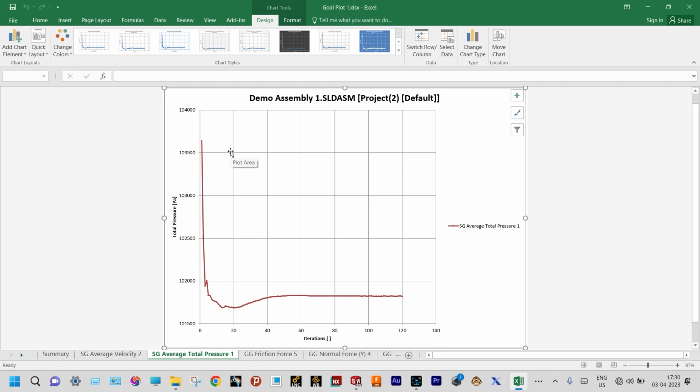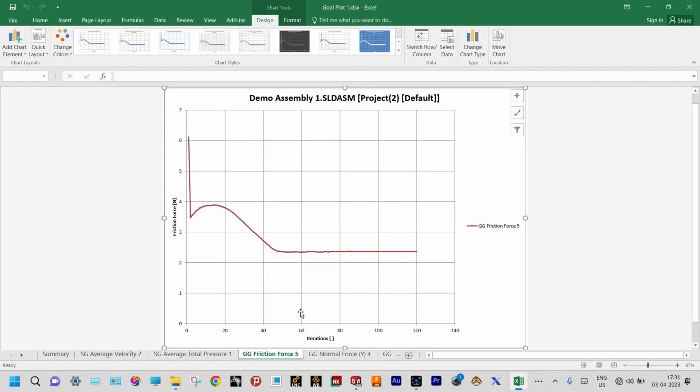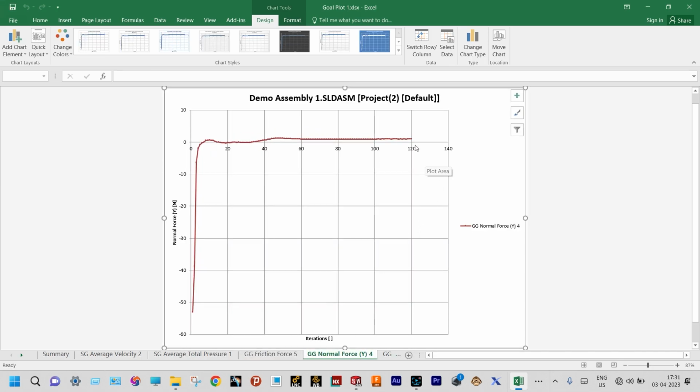This one is actually the total pressure. You can see after 120 iterations, pressure is a little bit high compared to normal atmospheric pressure. It is 101,821.76 Pascal. Next to that, you can see frictional force. Again, after 120 iterations, frictional force is 2.35 Newton. Next one is normal force along Y. Again after 120 iterations, it is 0.947 Newton.